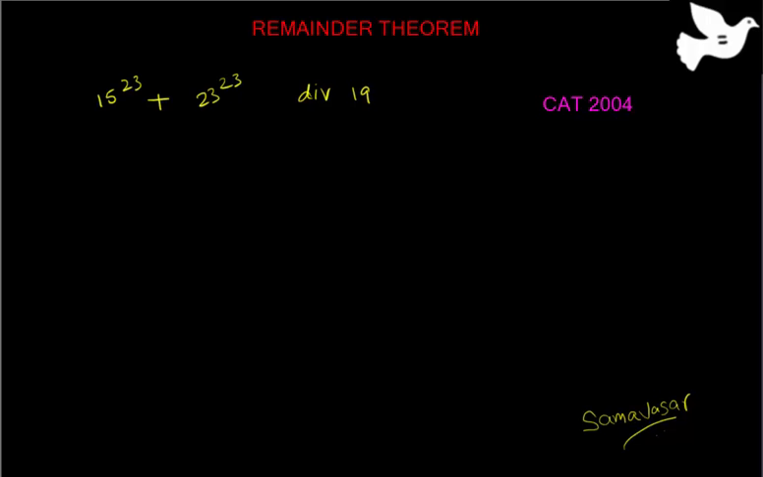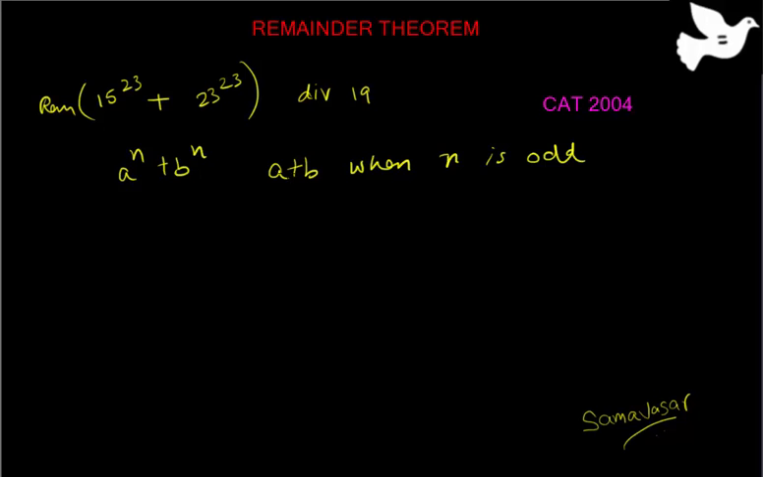Okay, this question appeared in CAT 2004. We are given this expression, 15 raised to the power 23 plus 23 raised to the power 23, and we are asked what is the remainder when this number is divided by 19. As you can see, this is of the form a raised to the power n plus b raised to the power n. So we know that this will be divisible by a plus b when n is odd.